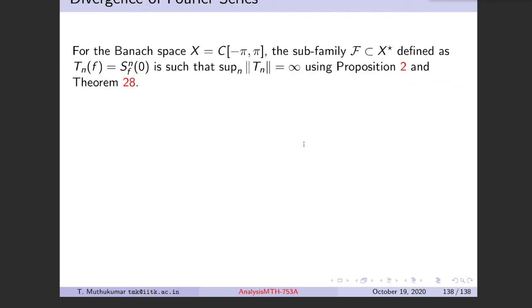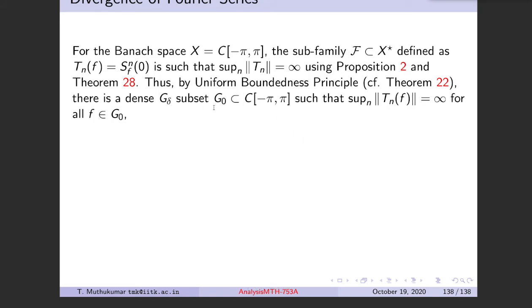Okay. So by the uniform boundedness principle, there is a G delta set. Let's call that G0. I'm calling it G0 because we are evaluating at the point 0. Anyway, don't bother. So Tn f is defined like this. So there is a G delta set G0 such that the supremum of this is infinite for all f in G0. Okay, that's what the uniform boundedness principle tells you. So for every function in G0, this happens.